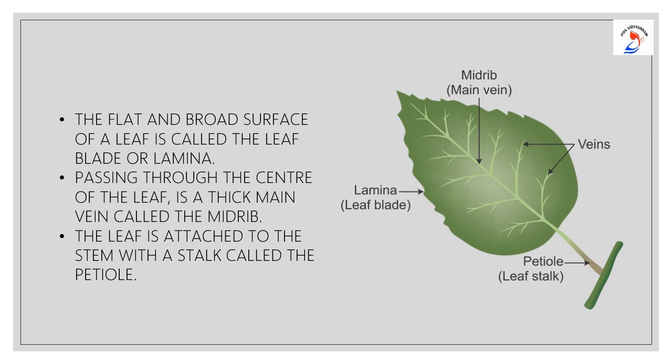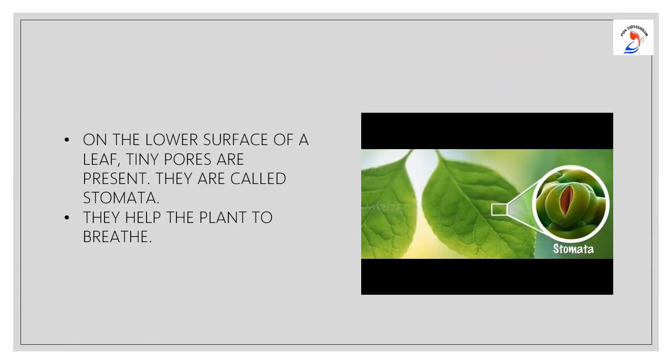The leaf is attached to the stem with a stalk called the petiole. Can you observe the same in the picture, children? On the lower surface of a leaf, tiny pores are present. They are called stomata. They help the plant to breathe. These pores are so tiny that they cannot be seen with our naked eyes.